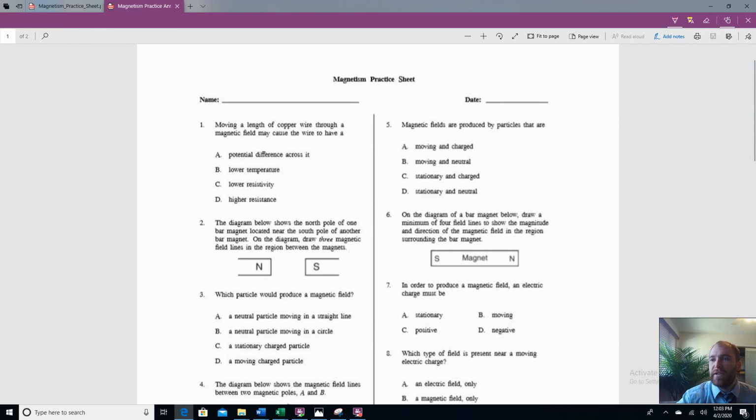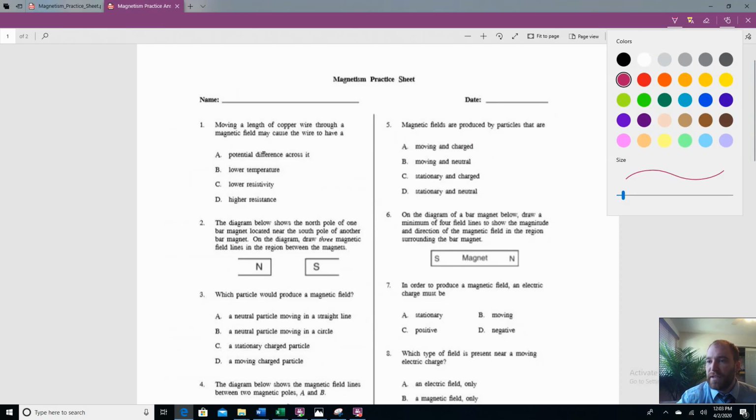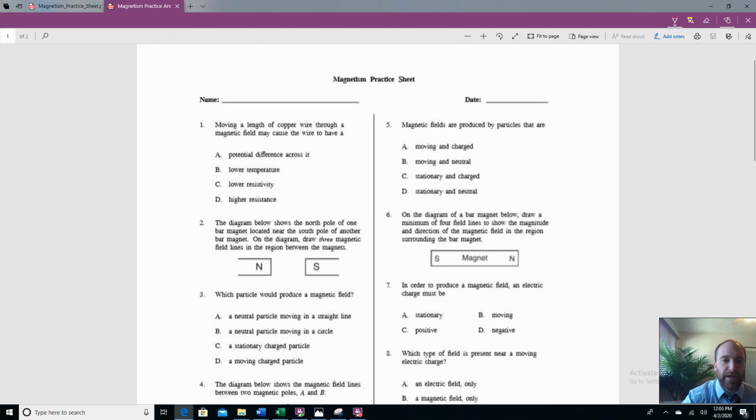So for this one, the important idea is that electricity creates magnetism, and magnetism creates electricity. So if we move the wire through a magnetic field, we've got a changing magnetic field that can create electricity. Out of all of these, which would create electricity? Well, the answer to this one is A. You may remember that potential difference means voltage, and voltage is what pushes charge. So that would be our answer here.